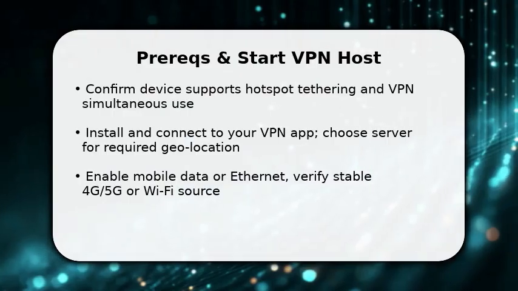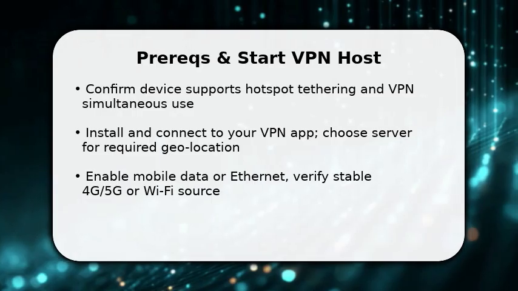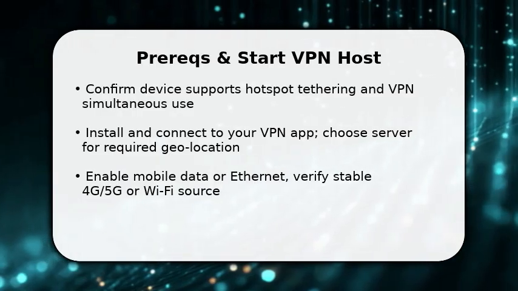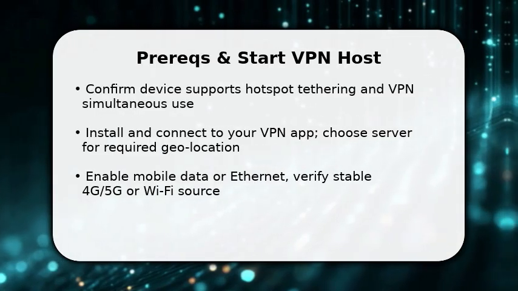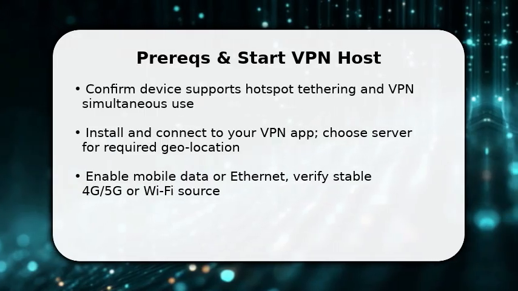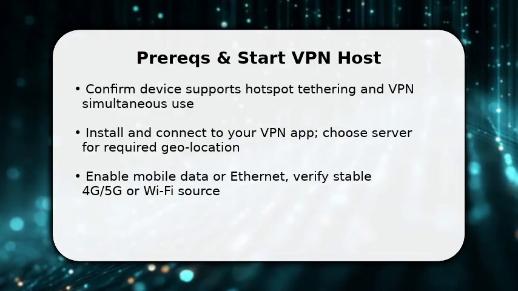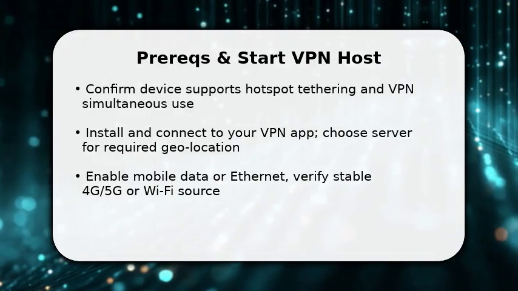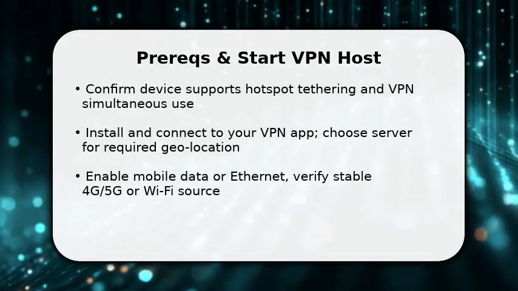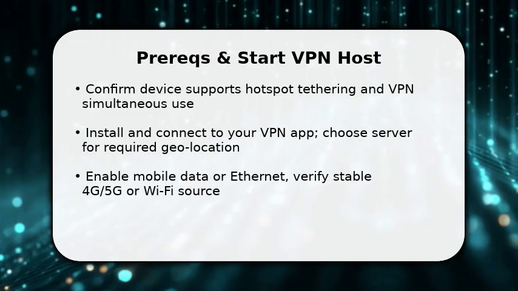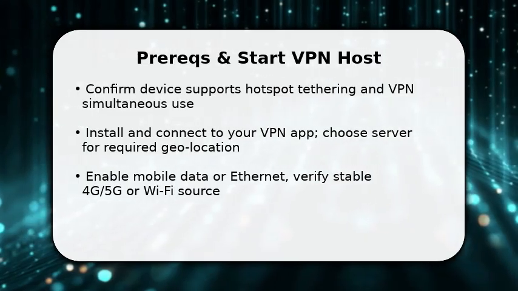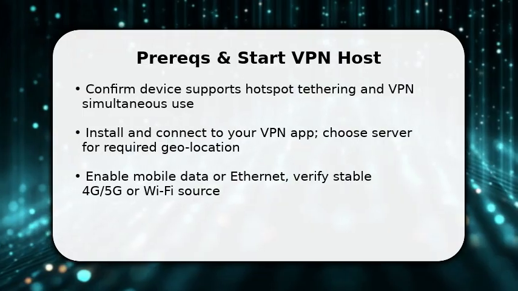You'll begin by preparing the host device so it can route traffic through the VPN. First, make sure your phone or laptop supports sharing its connection while running a VPN. Some carriers block tethering. Next, install and connect the VPN app and pick the server you need, because that determines IP and latency. Once connected, keep mobile data or the upstream network active. Do not switch networks yet.